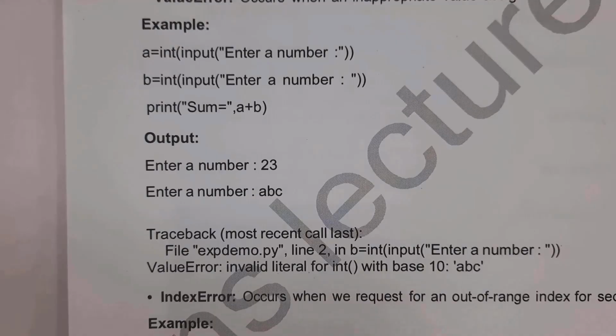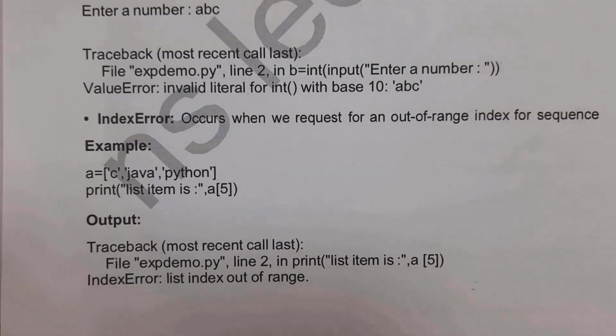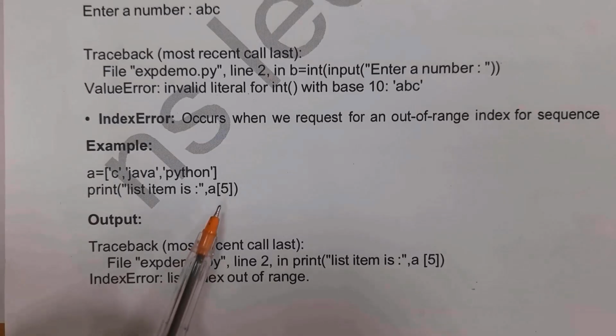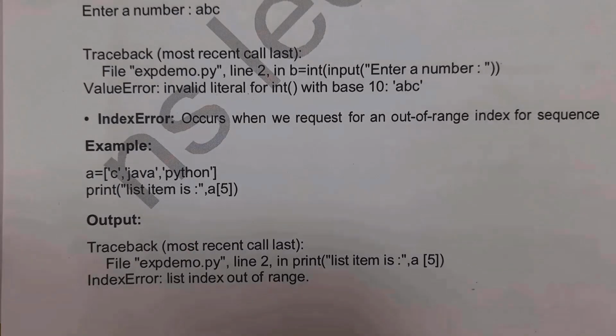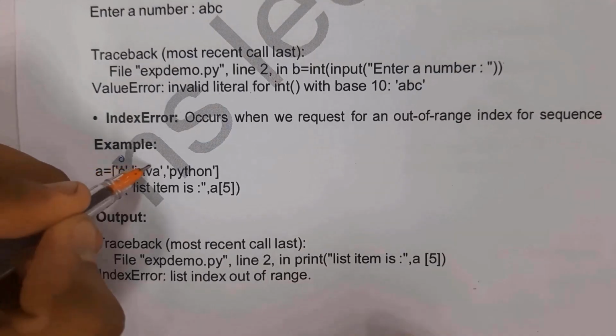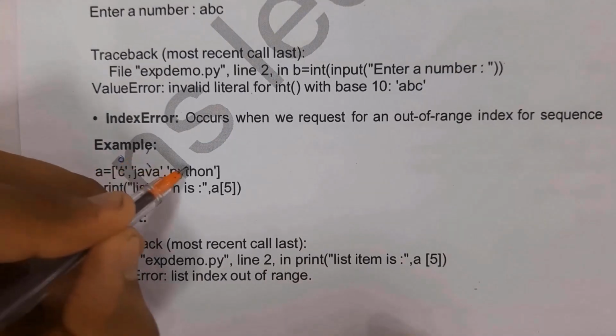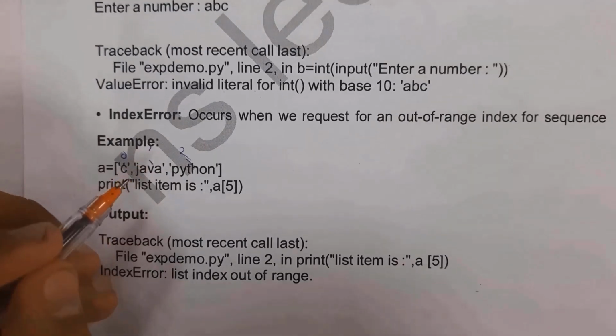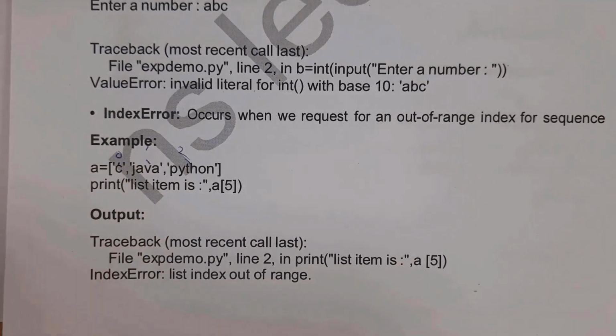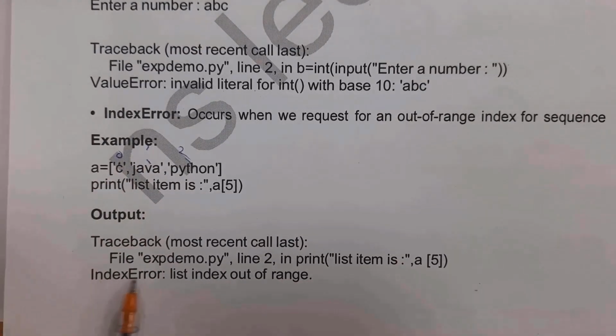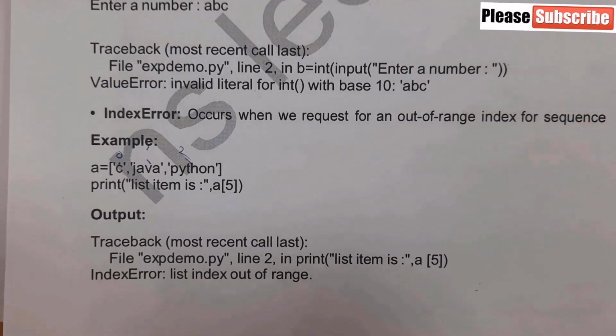And next I will explain what is IndexError. For example, I wrote a equal to, I took a list. The list contains 3 elements. They are C, Java and Python. Next I wrote print list item is a of 5. a of 5 is nothing but the value which is present at index number 5. C is present at index number 0, Java at index 1 and Python at index number 2, and there is no index number 5. It will display IndexError: list index out of range.